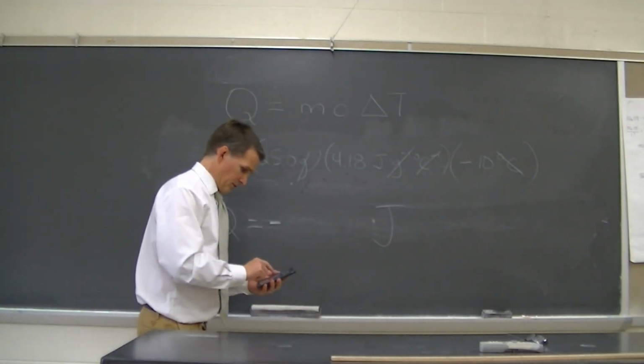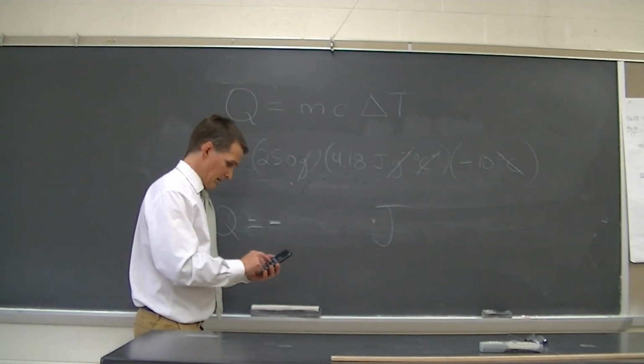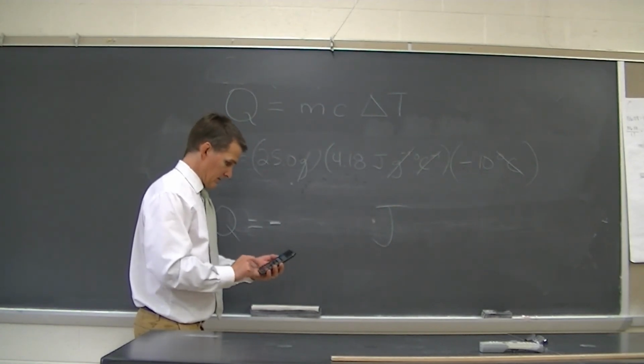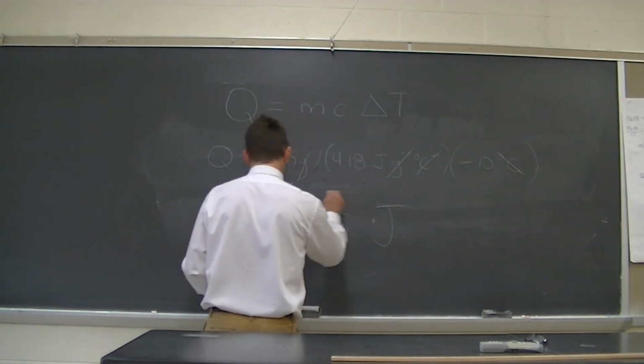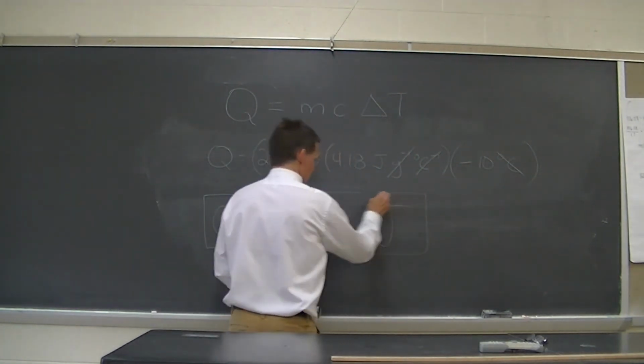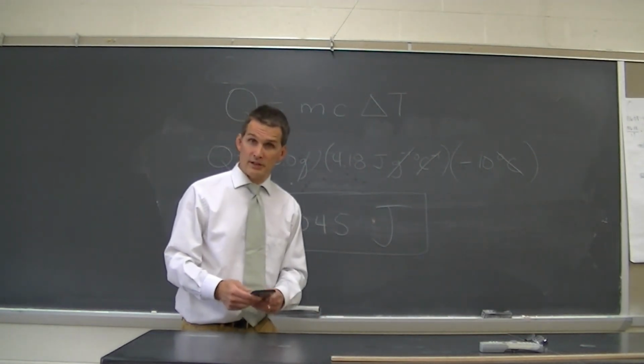Let's do the math here real quick. 25 times 4.18 times 10. That'd be a negative 10,045 joules of energy as heat that the water loses to go from 20 Celsius to 10 degrees Celsius.